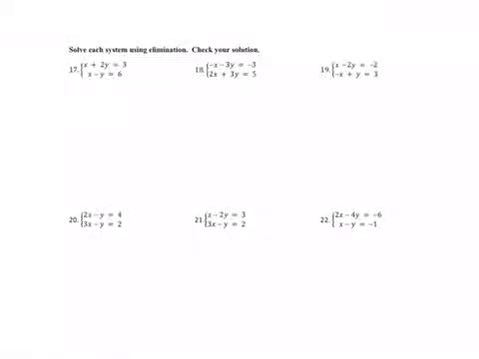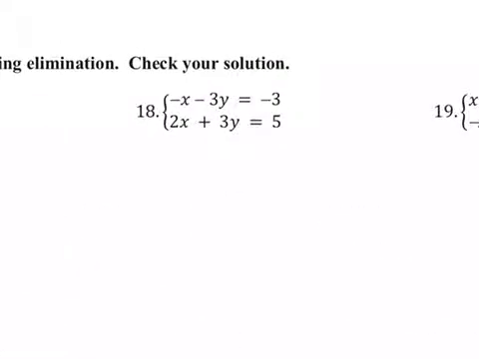Alright, so this will be part 2 of looking at the 6.1 through 6.3 review. This side wants us to use elimination. On these elimination ones, some will be a little easier, some will be a little more difficult. Remember, elimination is all about adding the two equations together, trying to get one of the variables to cancel out. Let's start with this first one.